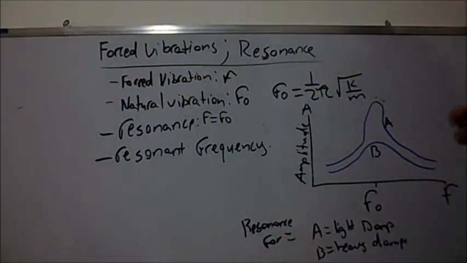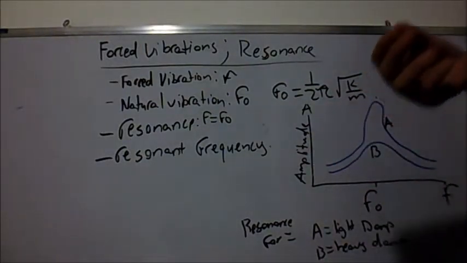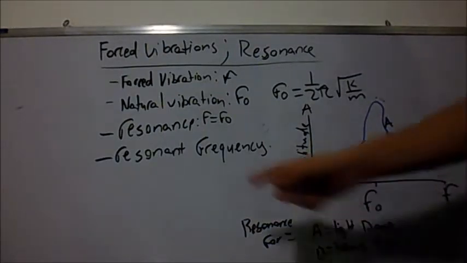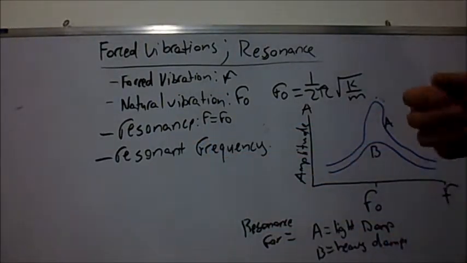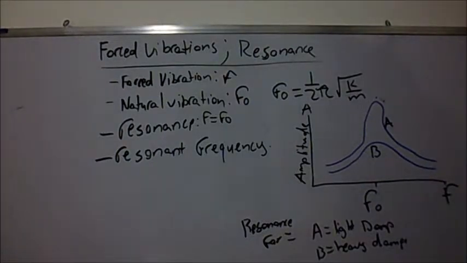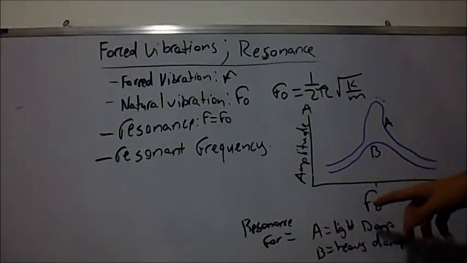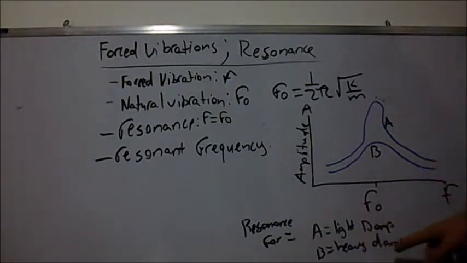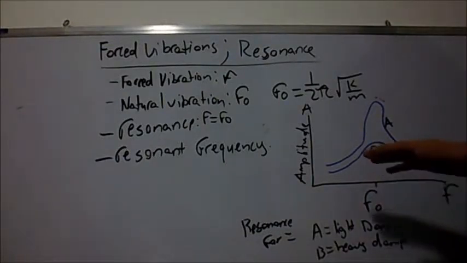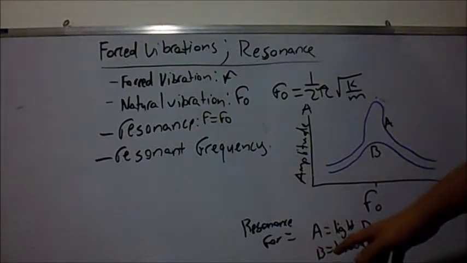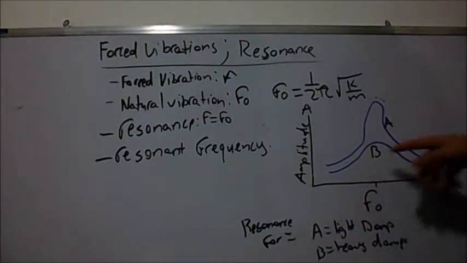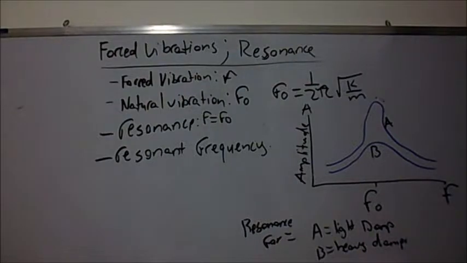But when F equals F0, or is very close to being equal to F0, resonance happens. When resonance happens, the amplitude of a wave is largely amplified, as we see here. The amplitude for a wave with light damping is really high, and as I explained in the previous section, heavy damping makes the amplitude lower, so the resonance amplitude for B with heavy damping is lower, but it's still amplified with resonance.